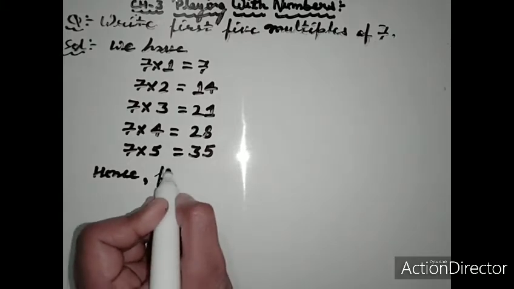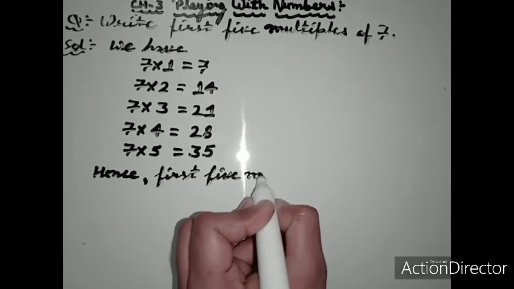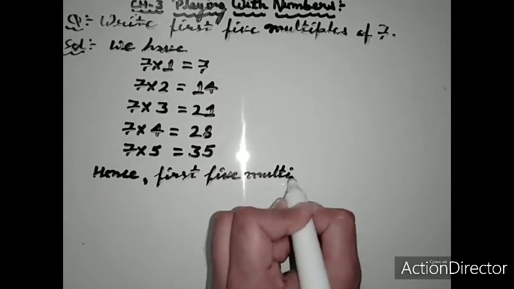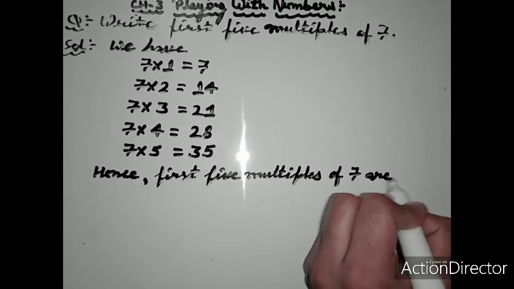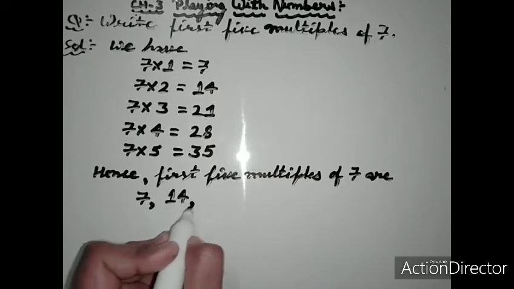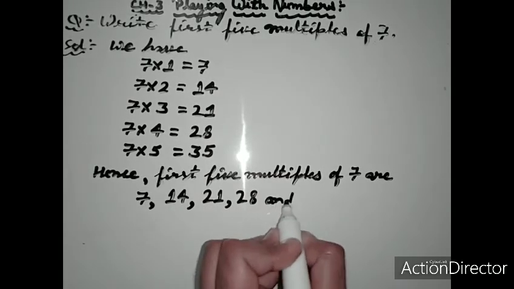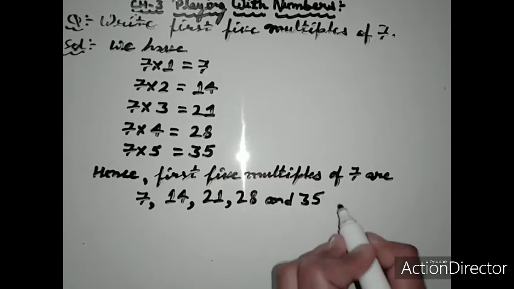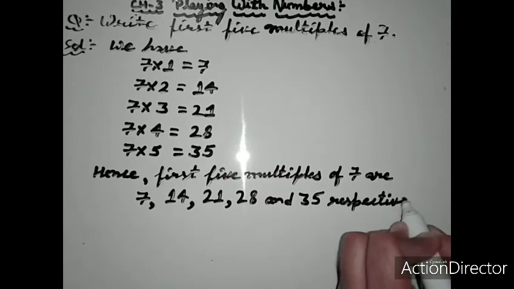Hence the first 5 multiples of 7 are 7, 14, 21, 28 and 35 respectively.